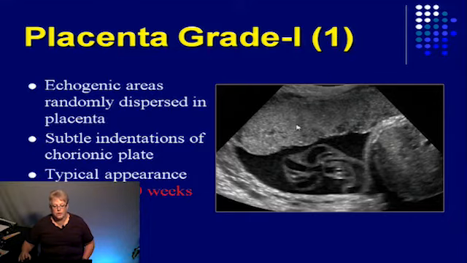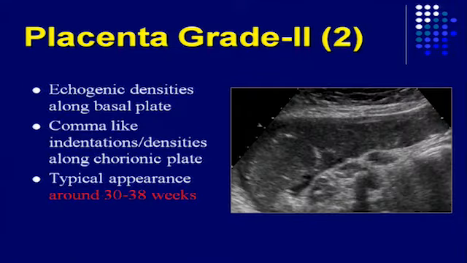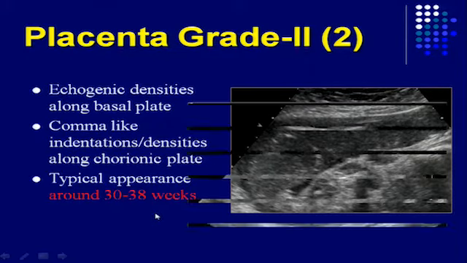In a grade 1, you're going to have little echoes randomly dispersed throughout the placenta. You can have small, little subtle indentations along the chorionic plate. And this is your typical appearance for 24 to 30 weeks. Your grade 2 has these echogenicities along the basal plate also. You have these comma-like indentations along the chorionic plate. And you can see them going sometimes from the chorionic plate to the basal plate, not quite connecting yet. This is your typical appearance from 30 to 38 weeks.